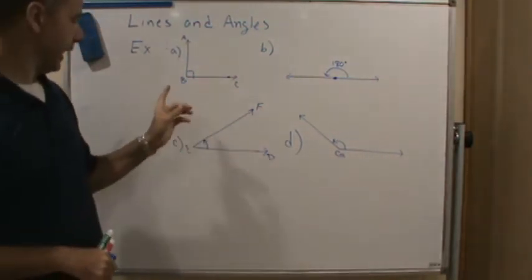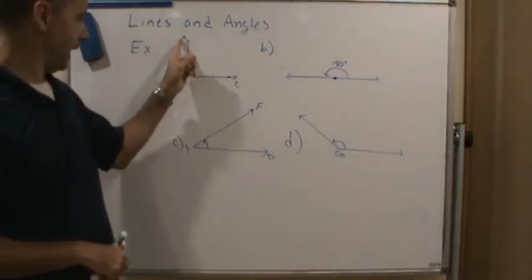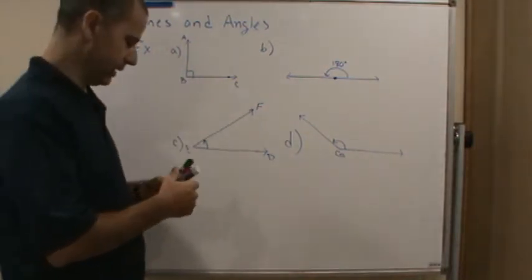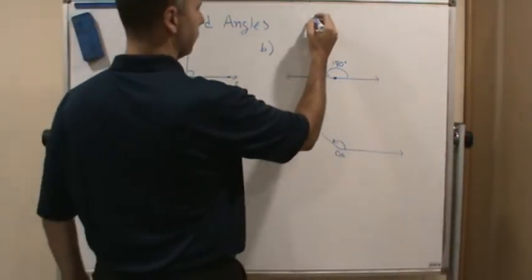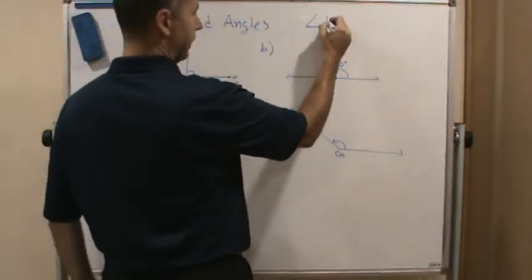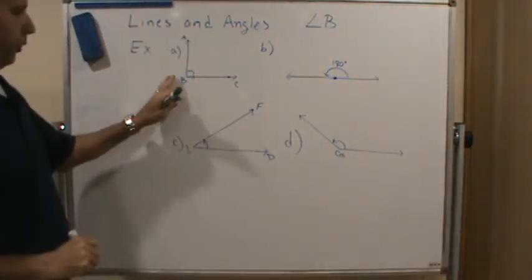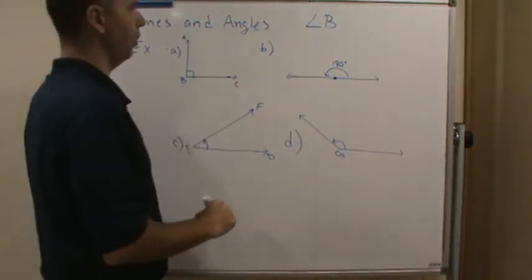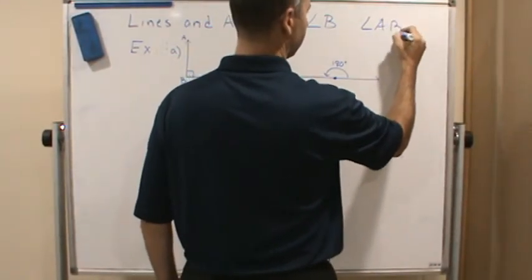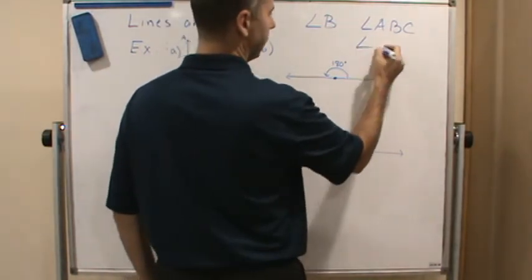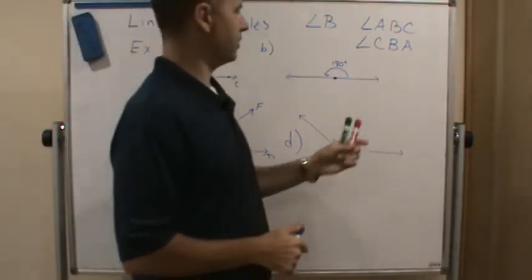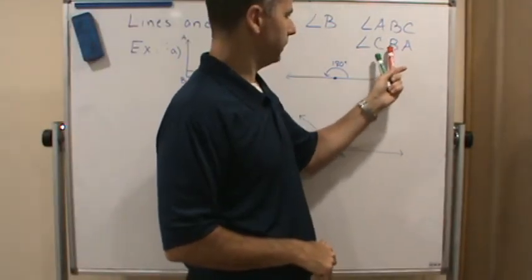Now the angle, we would say angle B, or we could name this angle as ABC, or we could name it CBA. So the way we denote an angle is by using this symbol. So for part A, we could call that angle B, or we could call it angle ABC, or we could call it angle CBA. The main thing is we want the vertex to be in the middle.